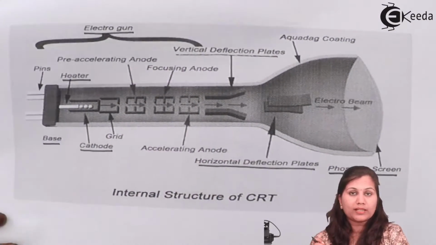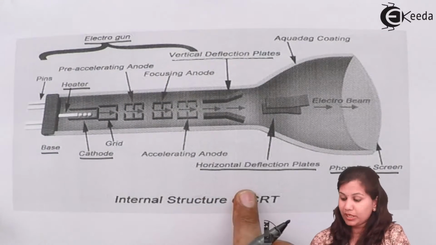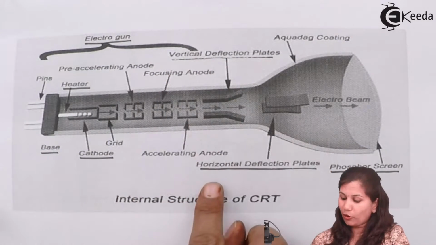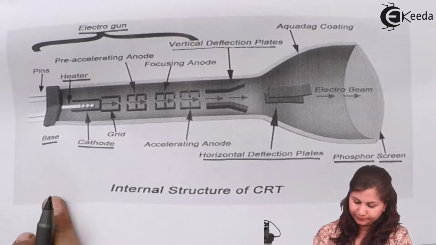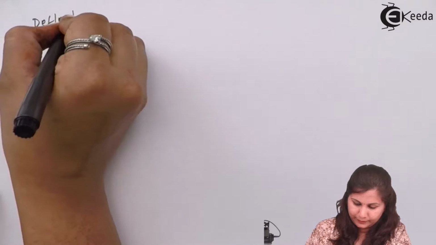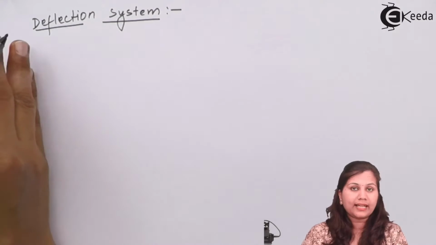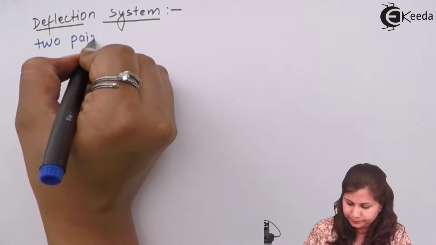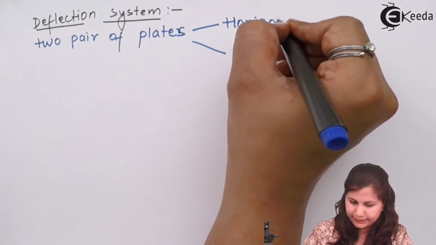Now these sharply focused accelerated electrons are going to pass through the deflection plate system. This deflection plate system consists of two plates: vertical deflection plates and horizontal deflection plates. So let's study about this deflection system. As I have said, the deflection system consists of two pairs of plates, horizontal plates and vertical plates.